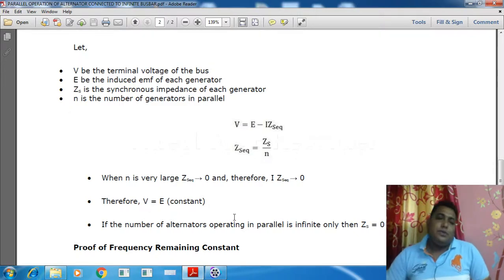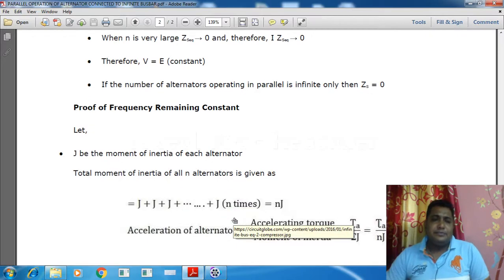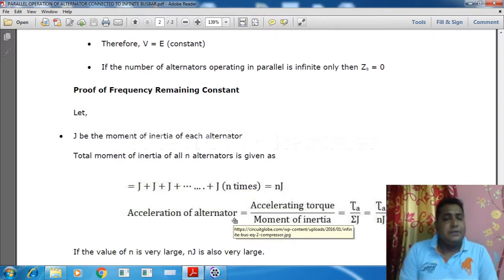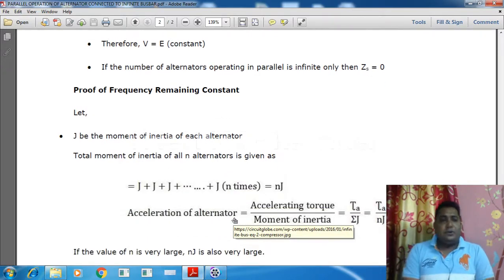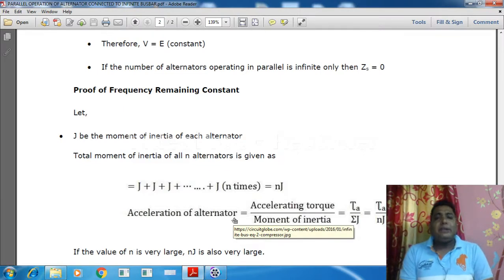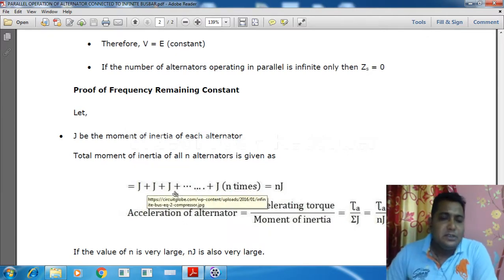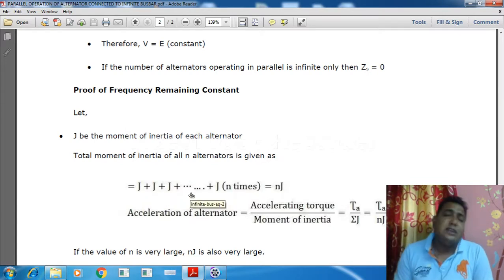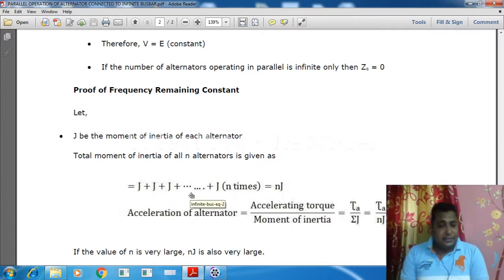Now we are going to find out how we can say that. Proof of frequency remaining constant. Let J be the moment of inertia of each alternator. So the total moment of inertia of n numbers of alternators, if each has a moment of inertia of J, and we add them this way, will be n into J, correct?